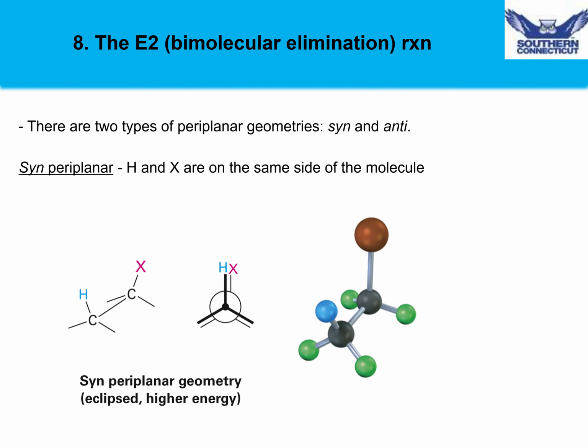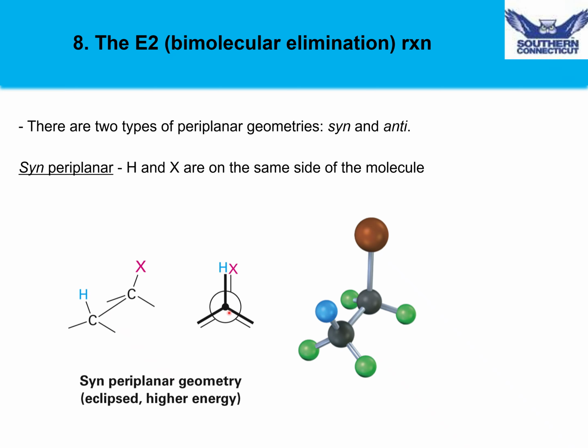There are two types of periplanar geometry, syn and anti. Let's discuss syn first. Syn periplanar refers to having the hydrogen, which we're going to eliminate, and the leaving group that we're also eliminating in forming the product being on the same side of the molecule. You can see that here, these are on the top side. You can clearly see that the hydrogen and the X group are on the same side of this particular geometry. So that's referred to as syn periplanar.